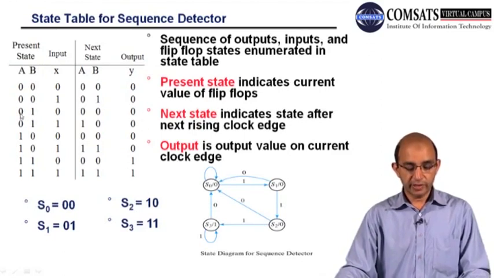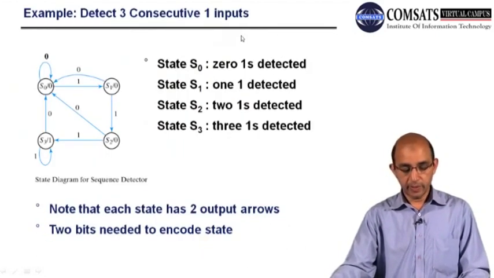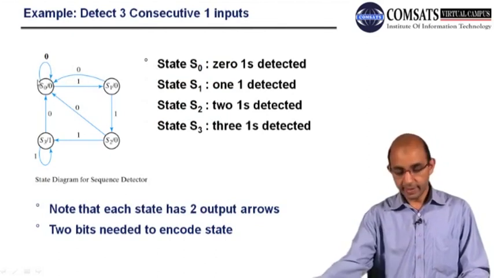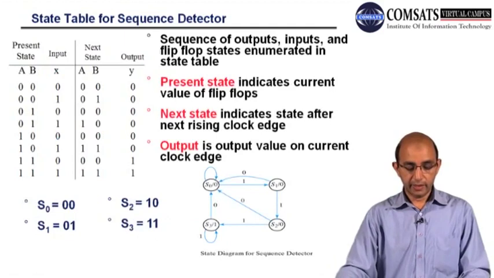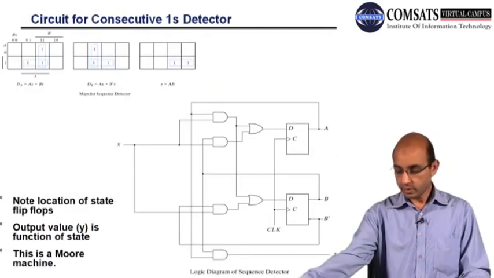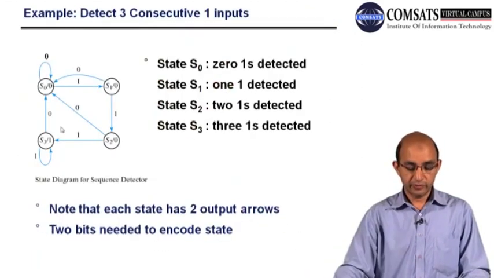So whenever we are sitting at 0 1, that is S1, and input is 0, we have to move back to S0. Whenever we have input 0 and we are here at S1, we move back to S0. And whenever we are at S1, 0 1, and the input is 1, then we will move to the next state, from S1 to S2.